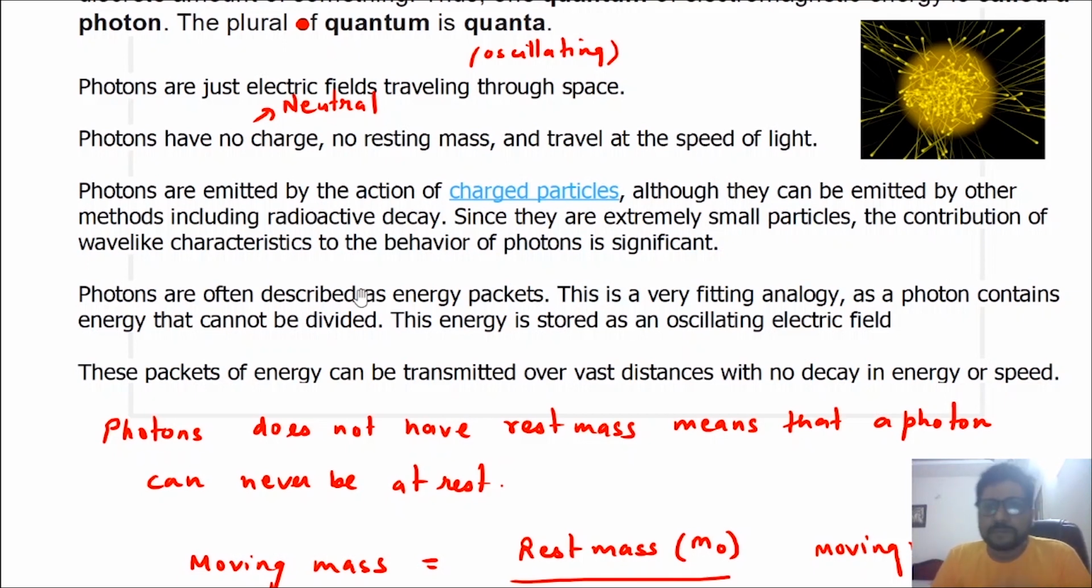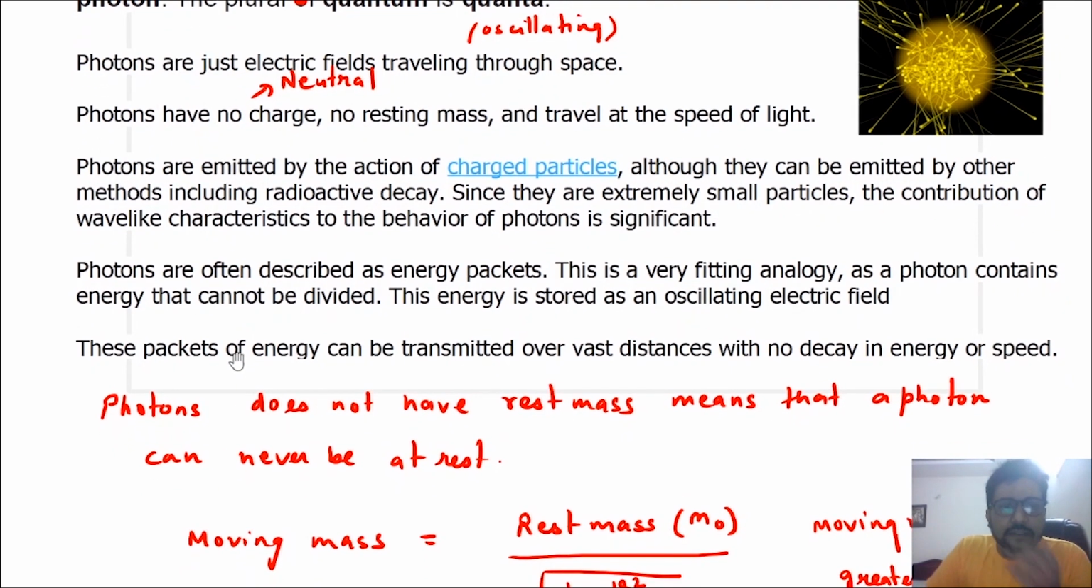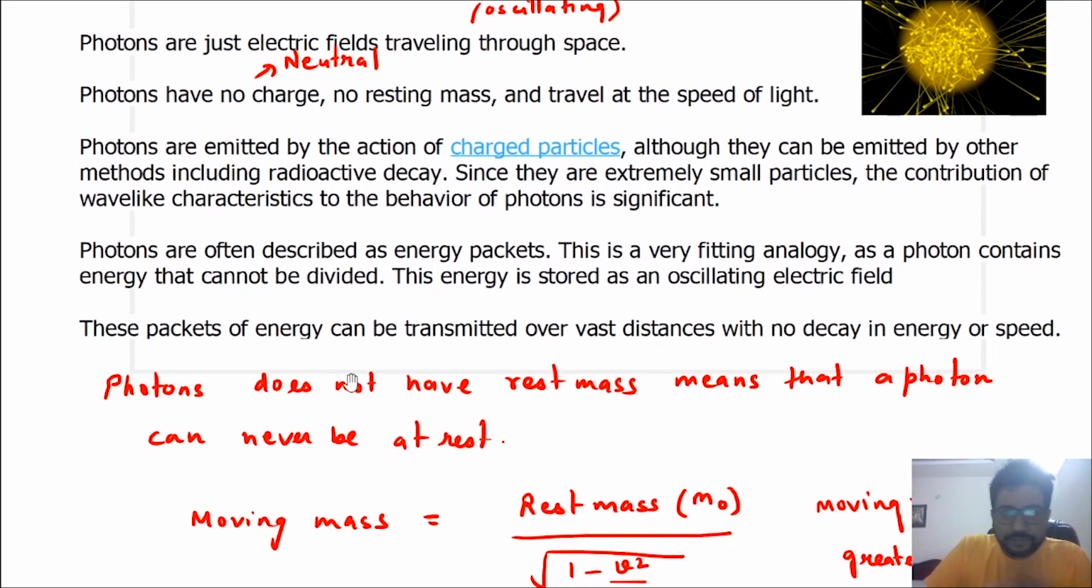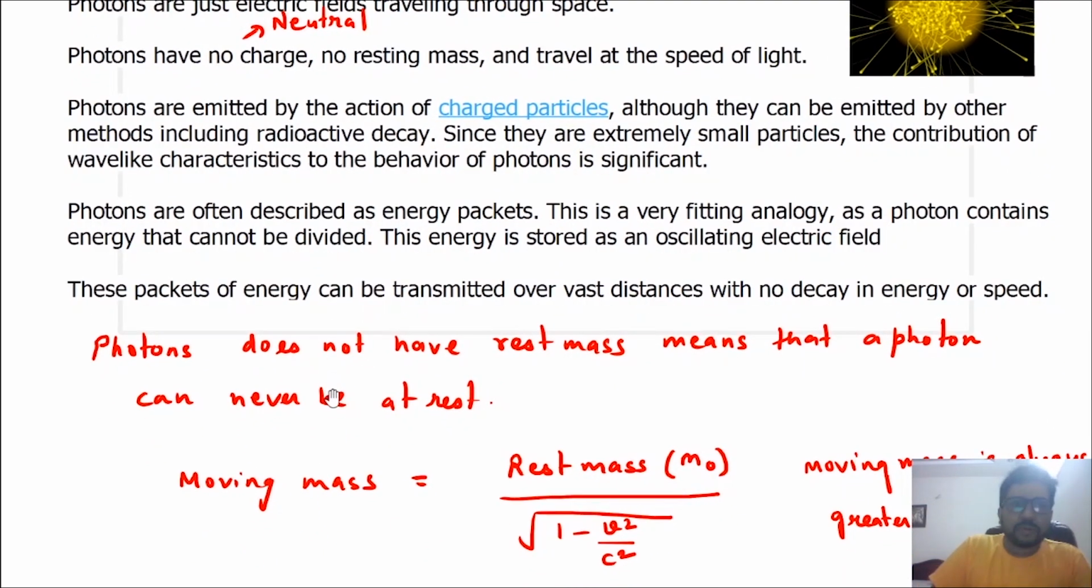So the next point is photons are often described as energy packets. Now, this we have already discussed. The photons are nothing but energy packets. This is a very fitting analogy as a photon contains energy that cannot be divided. You know that a photon's energy cannot be divided. This energy is stored in the oscillating electric field. These packets of energy can be transmitted over vast distances with no decay in either speed or energy.